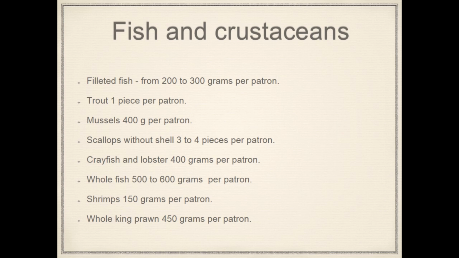You know that, for instance, for filleted fish, you would need between 200 and 300 grams per person. So when you go and buy, you know exactly how much you need to ask for. As you can see, the second one, trout, is 1 piece per patron. When it's a whole fish, I will talk in pieces, and in grams when it's portion size in general. So I'll just go through the slides and you can press pause if you want to make a screenshot.